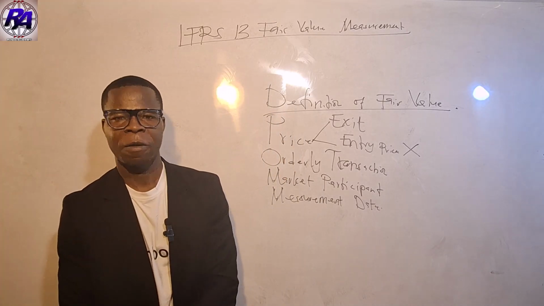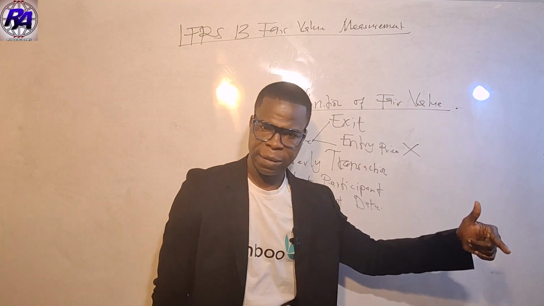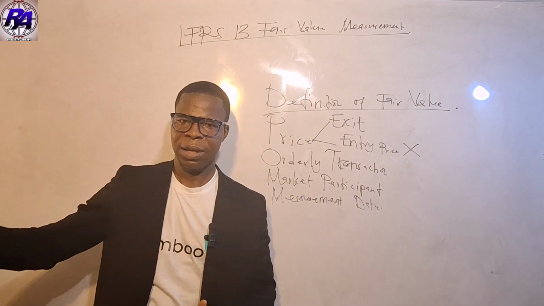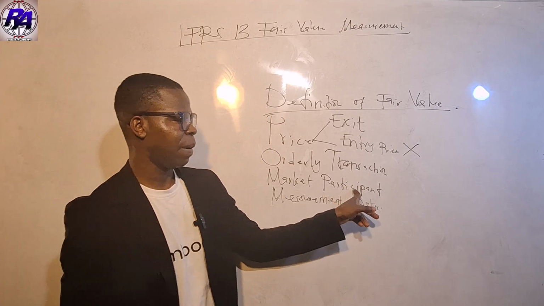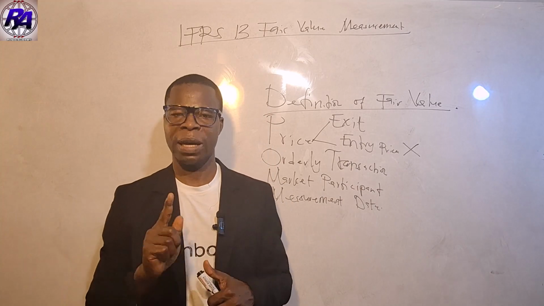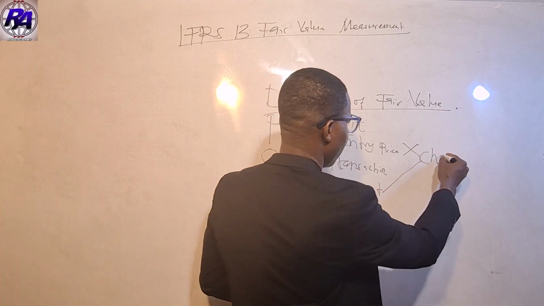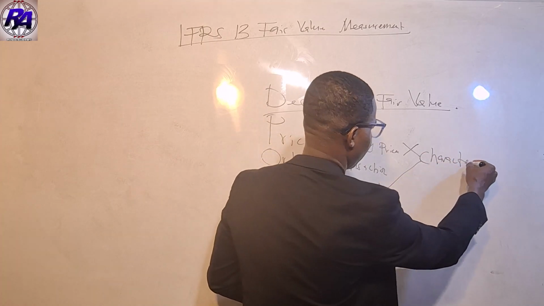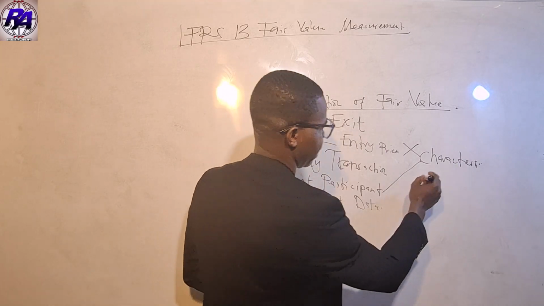So, if you talk about market participants, we are looking at those that are buyers and those that are sellers of an asset or a liability. Now, these market participants have some characteristics that you have to know. These characteristics are four in number.